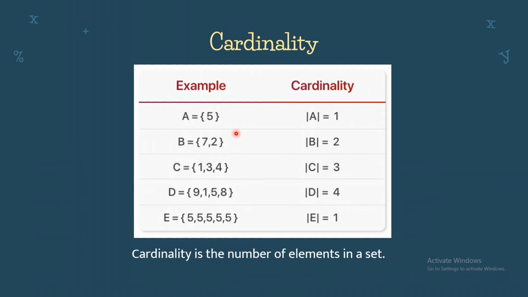Cardinality is simply the number of elements in a set. Example, we have set A, which consists of element 5. So, basically, yung cardinality will be 1 kasi yung set natin is composed of only one element, 5. So, sa B, we have 2 cardinality kasi meron siyang 2 elements. Ganun din sa C, it has 3 elements, D, 4, tsaka E, 5. So, all we have to do is to count the elements para makuha yung cardinality ng isang set.